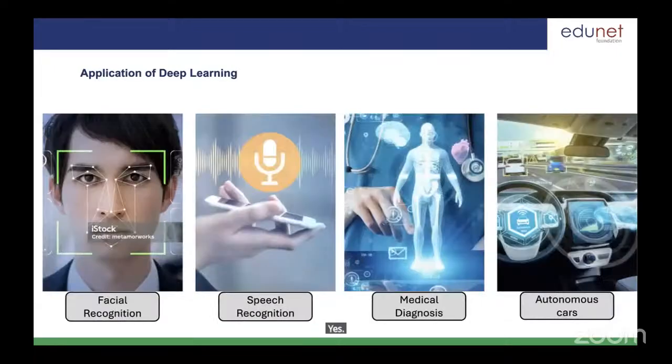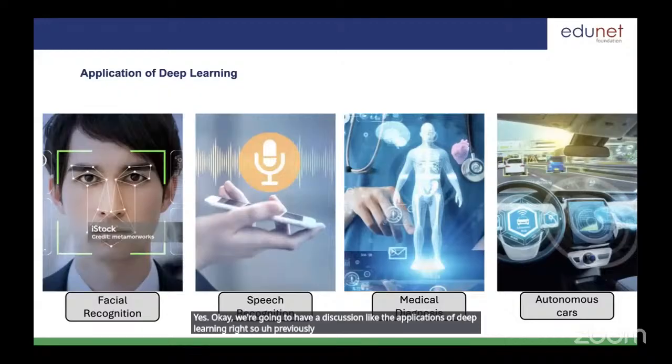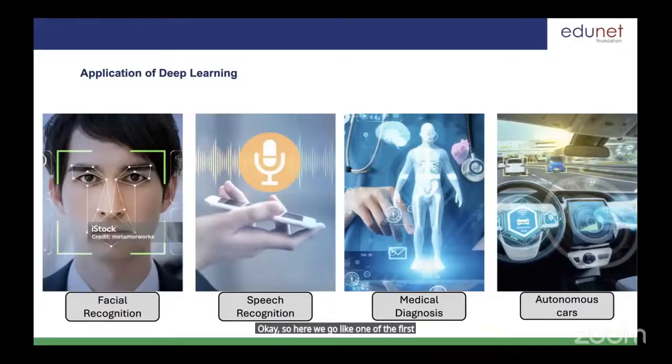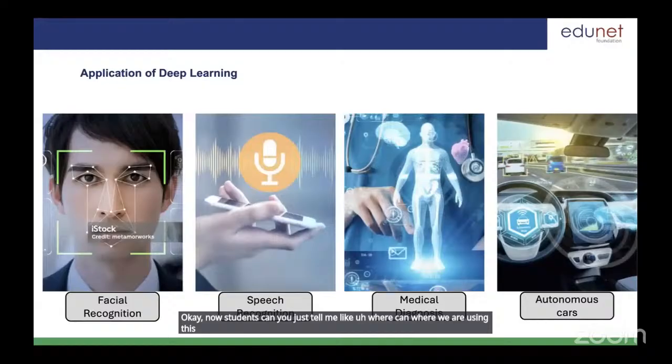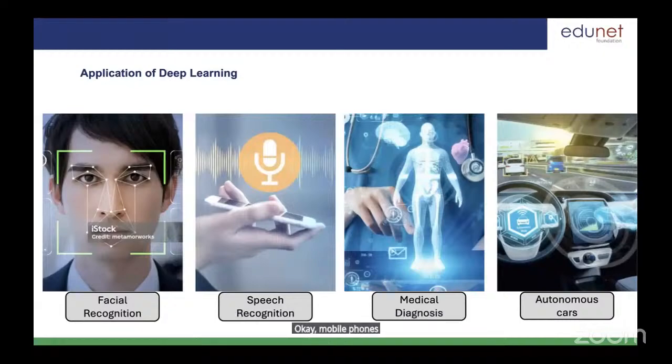We're going to have a discussion on the applications of deep learning. Previously we had a long understanding about machine learning, the applications of machine learning, applications of artificial intelligence, etc. Similarly, these are a few applications of deep learning as well. One of the first applications is facial recognition. Students, can you tell me where we are using facial recognition? Examples? Okay, mobile phones, attendance management, biometric, face lock, security purposes, bank lockers.